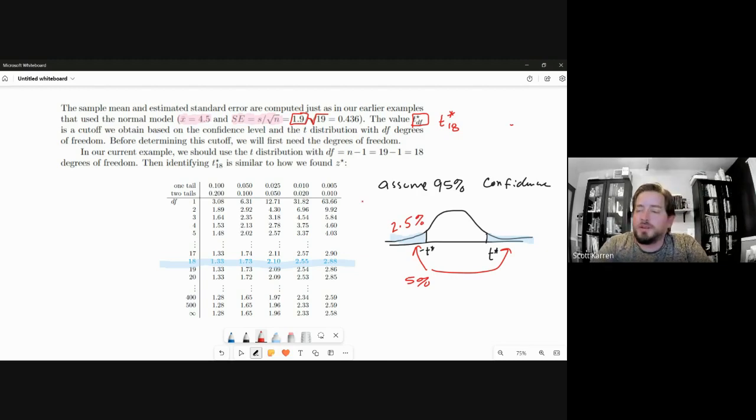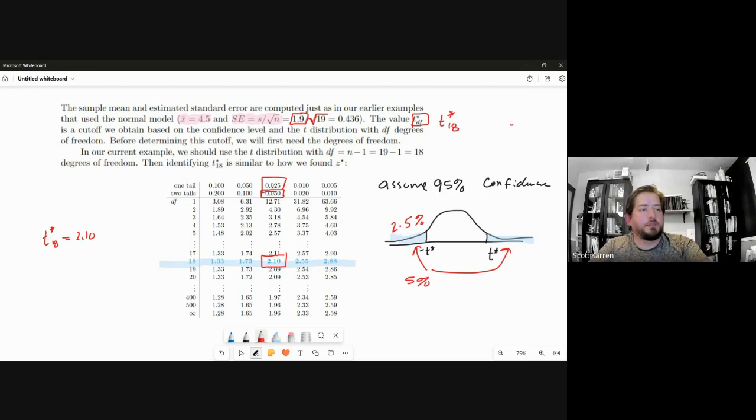So I can either look at a one-tail test and look for 2.5%, or I can look at the two-tail and look for 5%. It doesn't really matter. You'll see that those numbers should be the same. So if I do a two-tail test, I want 5% outside those guys. And so that corresponds here to a t-value of 2.10. Likewise, if I looked at a one-tail test and went for 2.5, look at that, it's the same column, right? So that means my t star sub 18 in this case is 2.10.